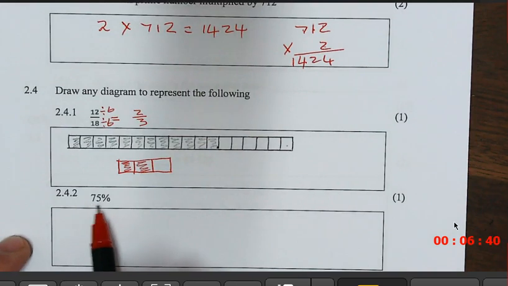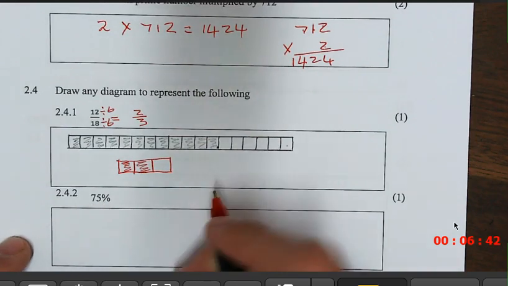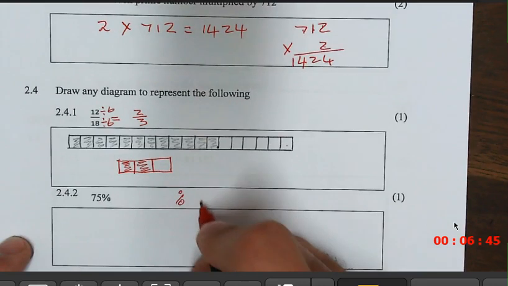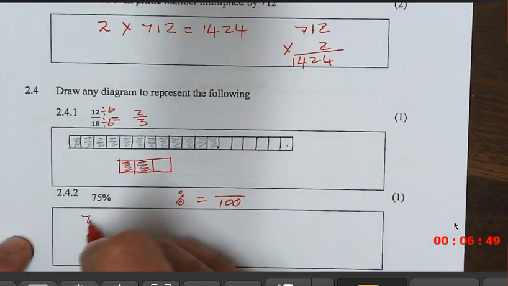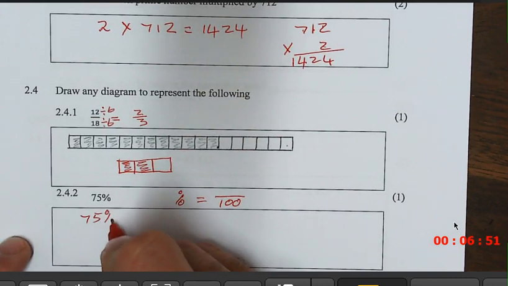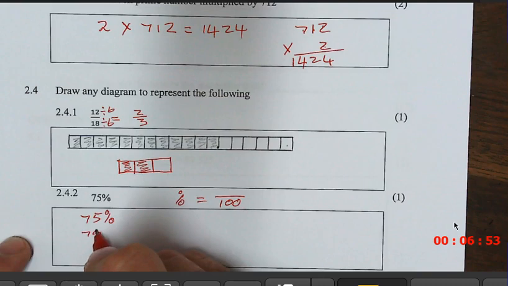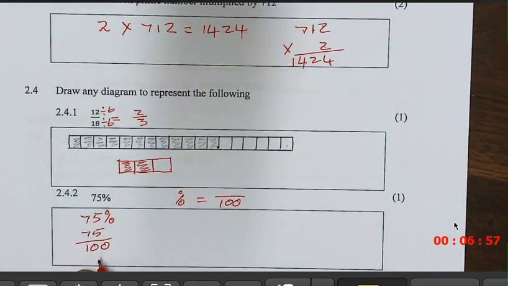And then the last one on the page, 75%. Percentage is always out of 100. So the 75% is the same as 75 hundredths. Now to go and draw a diagram with 100 pieces, difficult, no? So what do we do with the fraction? We simplify it once again.